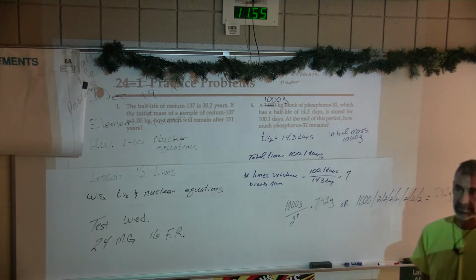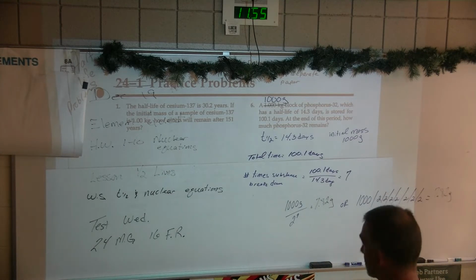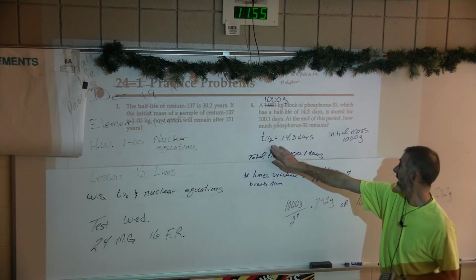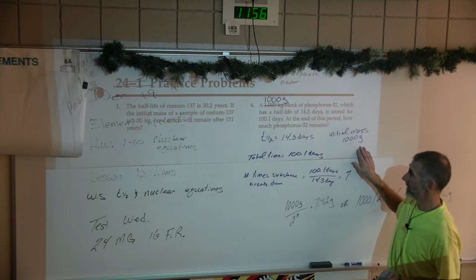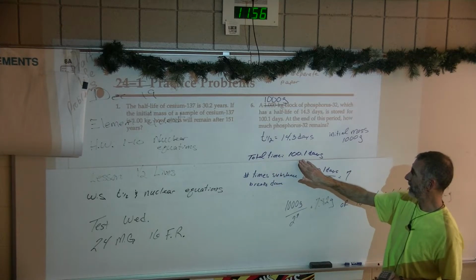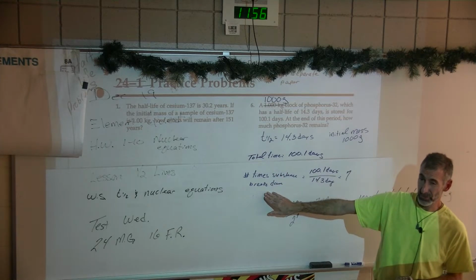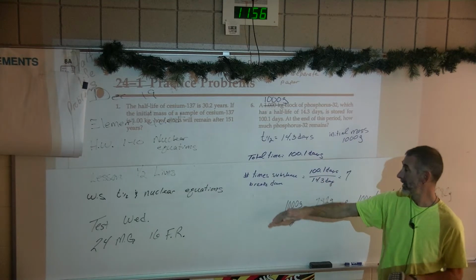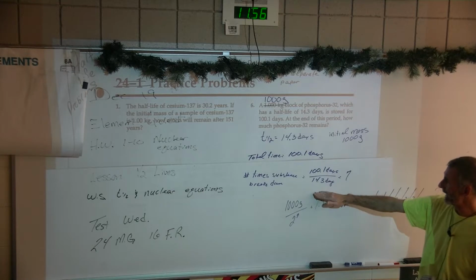All right, so number 6, take a look at number 6. We have 14.3 days is the half-life. We have an initial mass of 1,000 grams and a total time of 100.1 days. So the first thing I have to do is figure out how many half-lives it goes through, how many times it breaks down. So I'm taking my total time divided by my half-life.